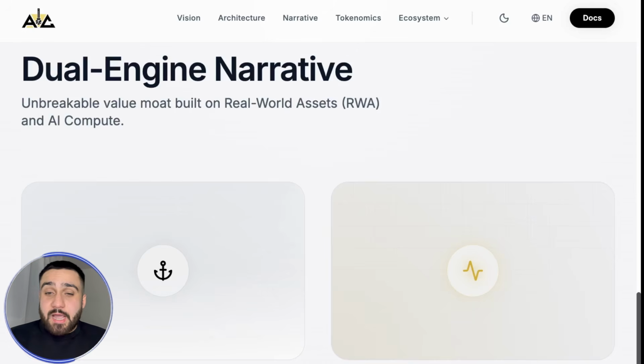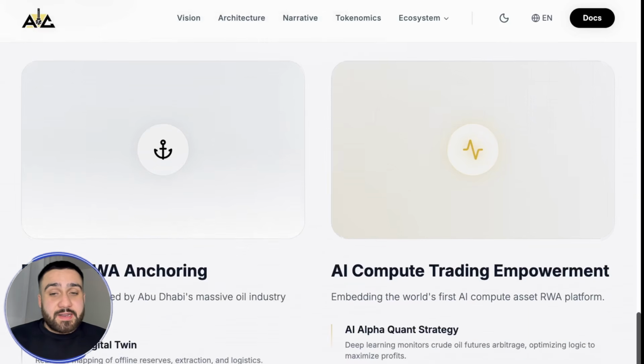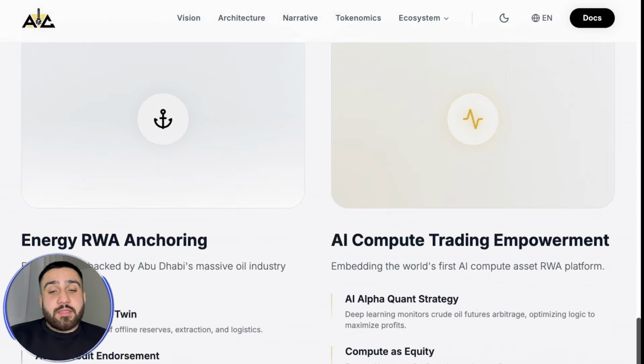AIC describes its system as having two main components. Right here you can see the first one is the energy-based assets and also the AI compute infrastructure. These two parts work together within the same ecosystem, supporting both physical asset integration and digital processing, which is really amazing.